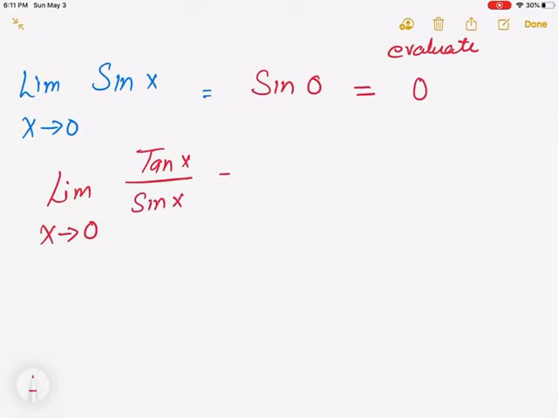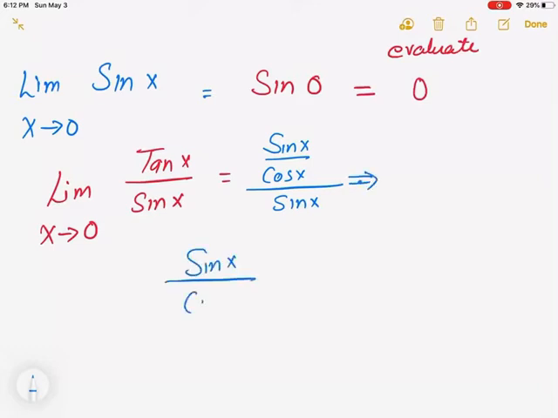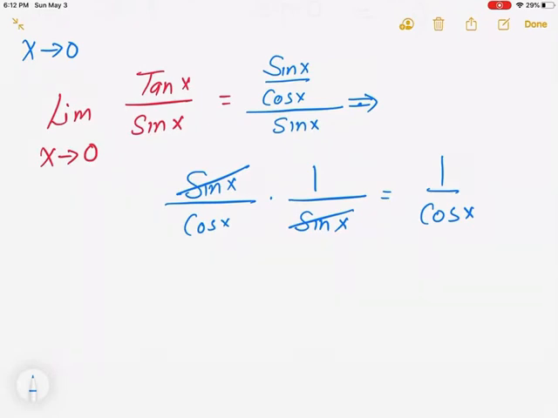For this one, with tangent, let's try simplifying the function first. Tangent can be written as sine x over cosine x, which is divided by sine x. Now let's simplify. Sine over cosine divided by sine, or I would say multiply by the reciprocal. Sine x over cosine x times the reciprocal of the bottom expression. Simplify if possible. I simplified and ended up getting 1 over cosine. Once you're done simplifying the function, then we evaluate the limit.